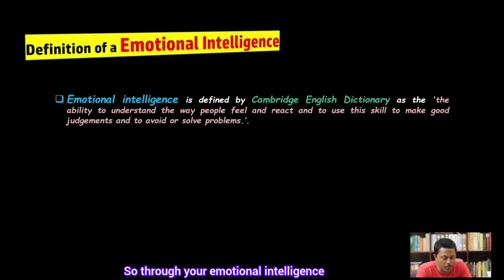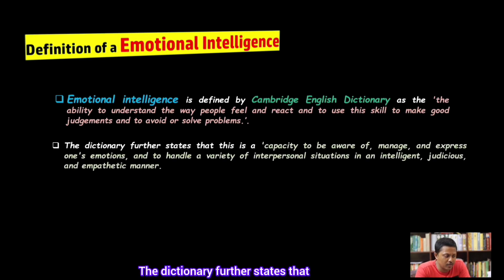So, through your emotional intelligence, you can have the ability to understand the way people feel and react, and to use this skill. So you can use this skill of emotional intelligence to make good judgments, either to avoid or to solve problems. So through the application of emotional intelligence, you can solve problems, you can avoid problems of life of different sorts.